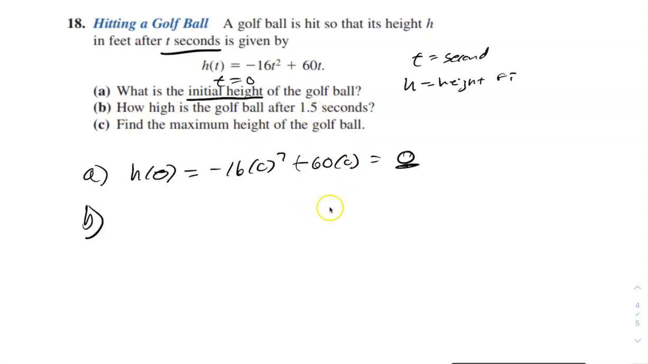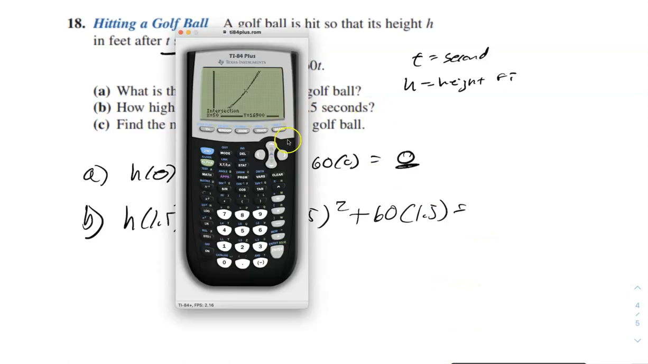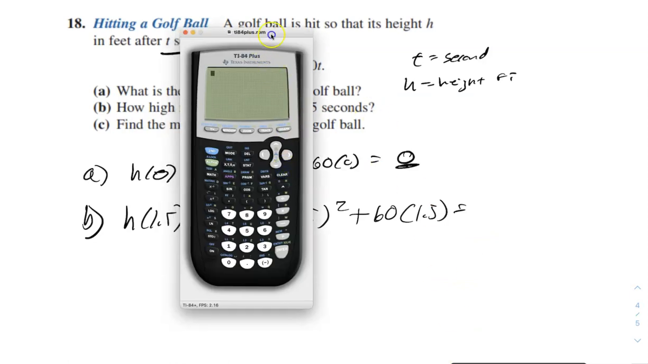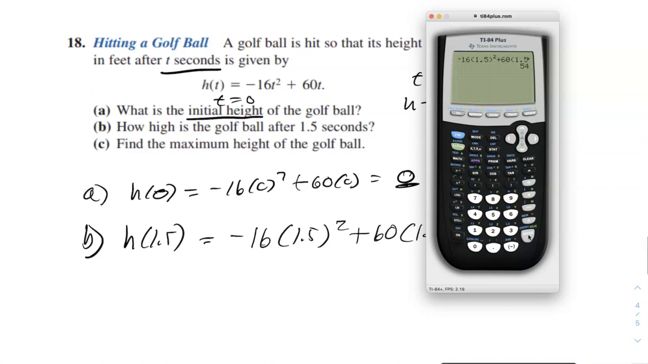How high is the golf ball after 1.5 seconds? Again, notice they're giving me seconds again. Well, they're giving us seconds, so we're plugging in t. So h of 1.5 is negative 16 times 1.5 squared plus 60 times 1.5. And I'm just going to type that into the calculator. We get 54. So 54 feet. 54 feet high after 1.5 seconds.